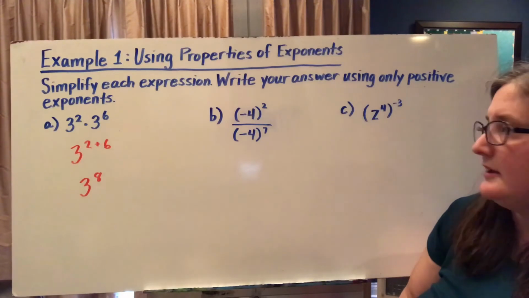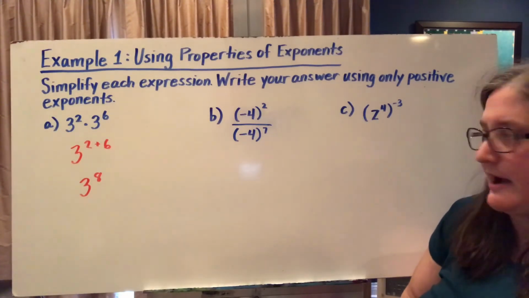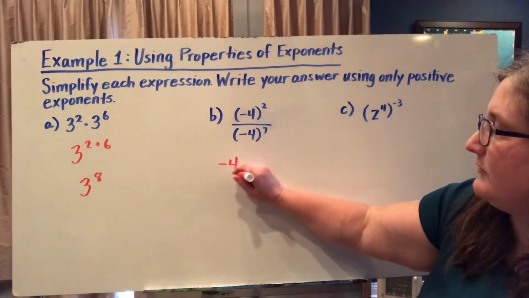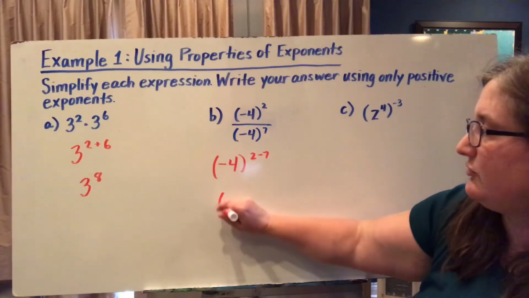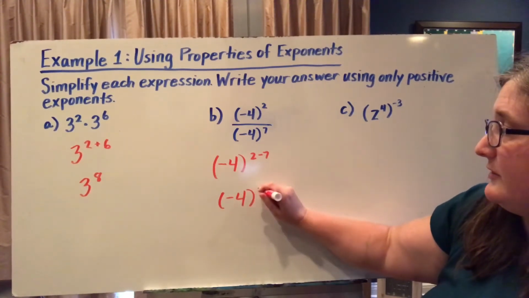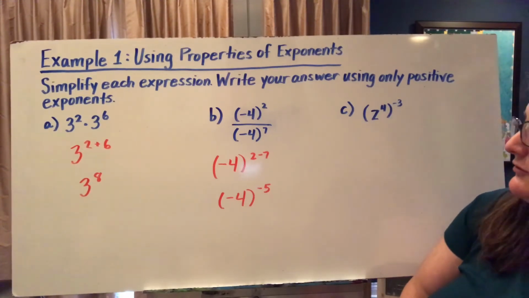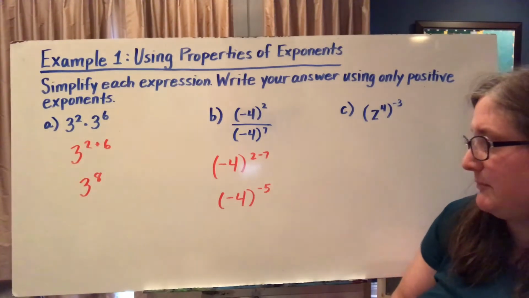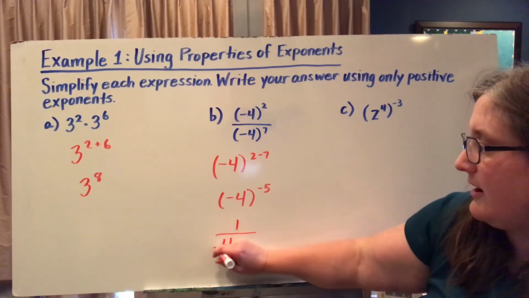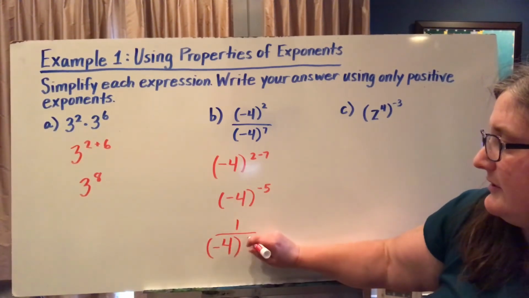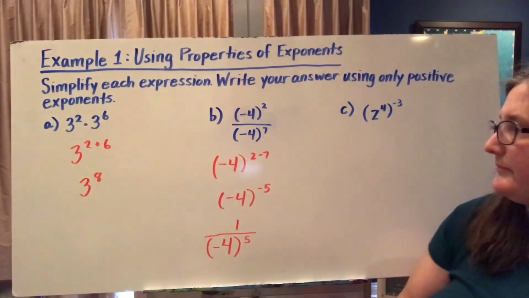Here I'm dividing negative 4 to the 2nd power divided by negative 4 to the 7th power. So I am going to subtract their exponents. So 2 minus 7, which gives us negative 4 to the negative 5th power, which would be a fine answer, except that they've asked us to write our answers using only positive exponents. So I'm going to do the reciprocal of negative 4 to the 5th. So this will be our final answer.